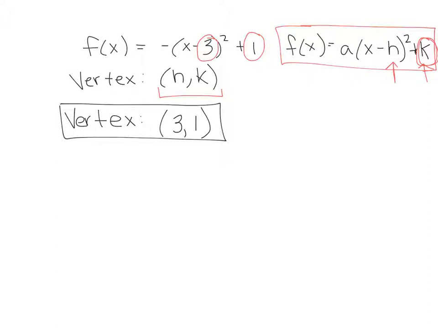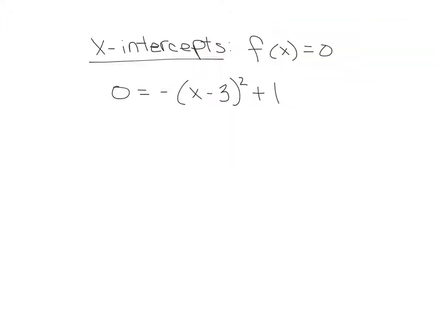Now we want to find the x-intercepts. The x-intercepts are found by replacing f of x with 0. So you want to set the equation equal to 0 and then solve for x. So we plugged in a 0 here for f of x, and now we're just going to solve for x. To do that, first you want to subtract 1 from both sides. So 0 minus 1 is a negative 1, and that equals negative x minus 3 squared.